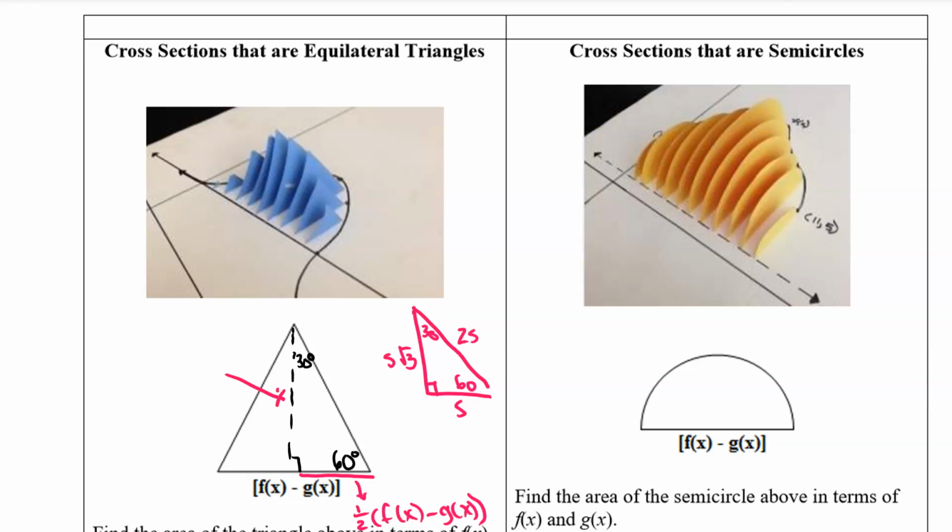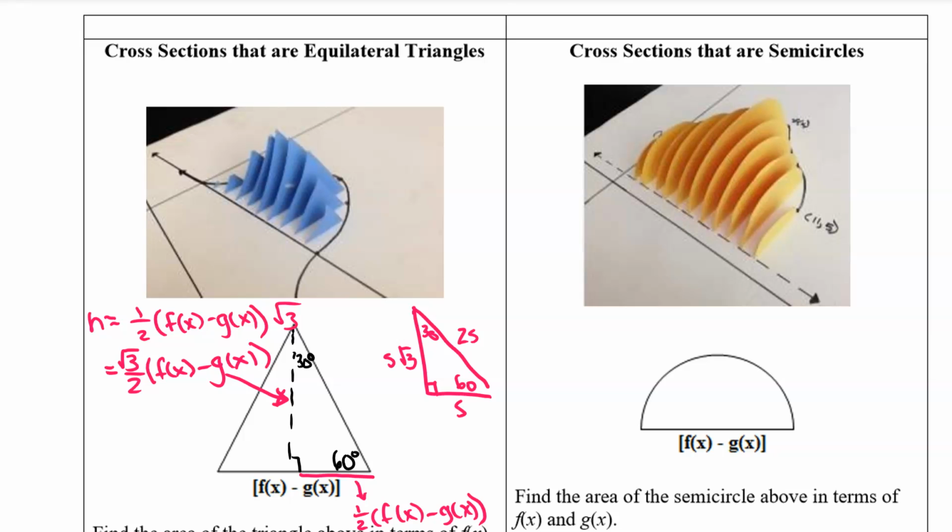So the height is going to be half of the difference between the curves times the square root of 3. Well, I shouldn't say a half anymore. I should bring that square root of 3 out front. So square root of 3 over 2 times f of x minus g of x is the height of our triangle.